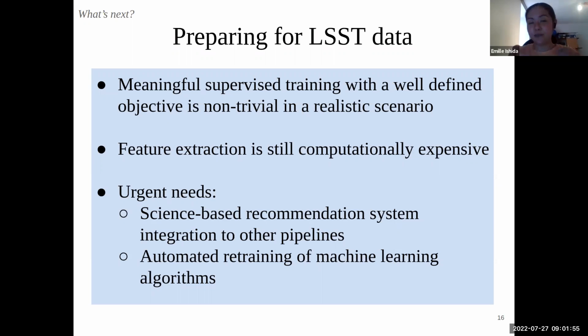Indeed, because I'm using a simple random forest classifier, feature extraction is necessary, and it's still one of the huge expenses that we need to solve. And in preparing for LSST, there are two things needed to have any active learning working in production. This science-based recommendation system needs to be integrated with other pipelines, and we are starting to think about that. Also, not every time you have a new label, but every time a new informative label is available, you should be able to automatically retrain these algorithms.